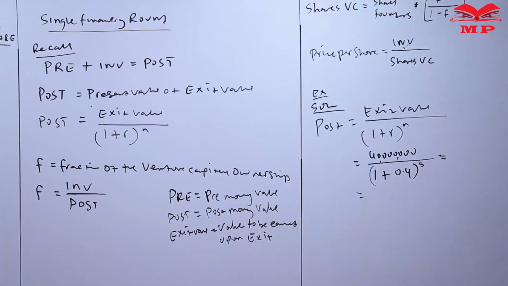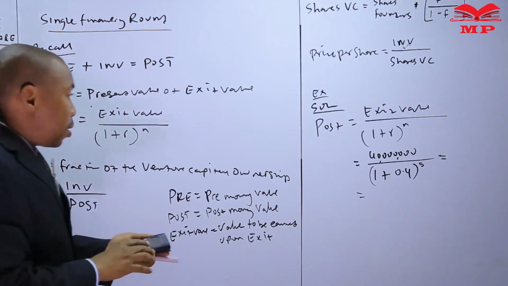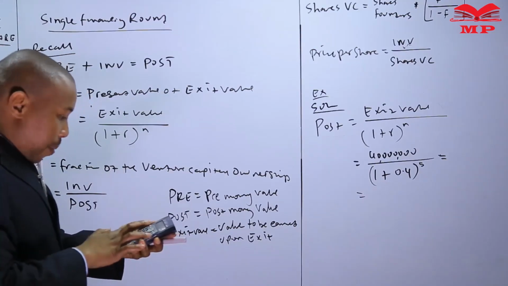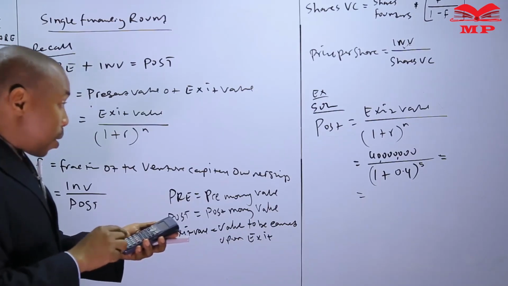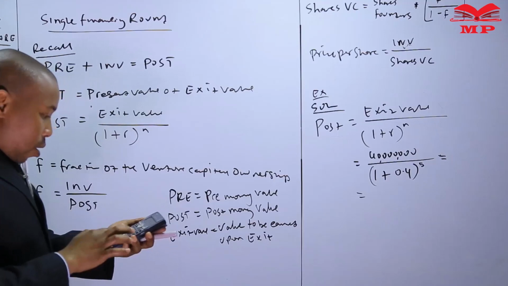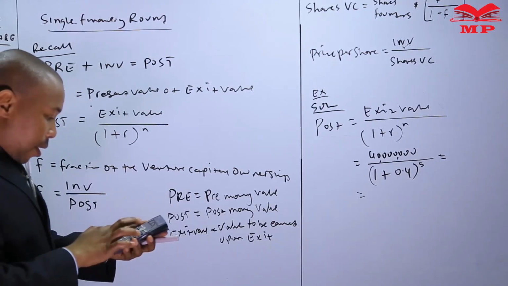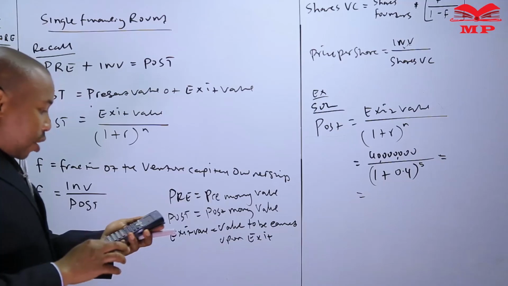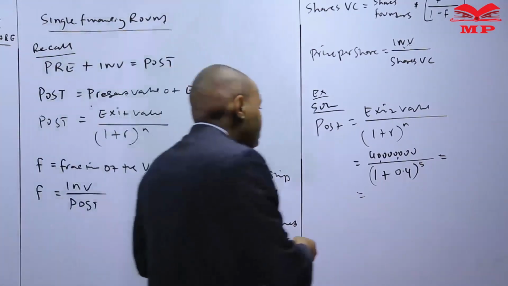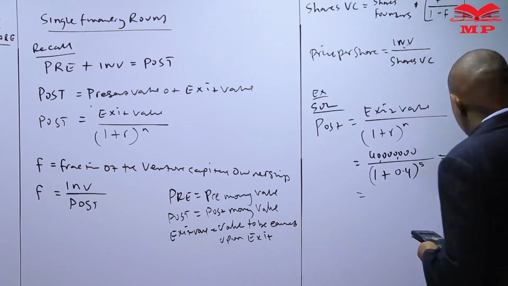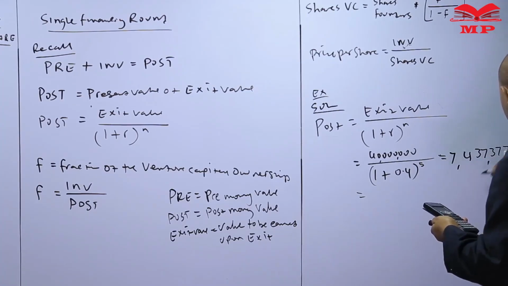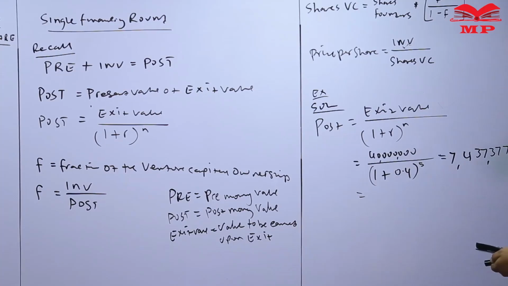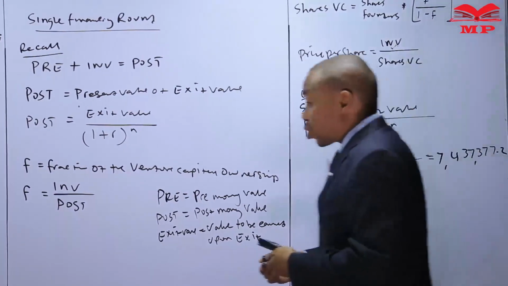So how much is the post-money value? The post-money value is 40 divided by 1 plus 0.4, that's 1.4, to the power 5. We're getting 7.437377.2 million. That is the post-money value.